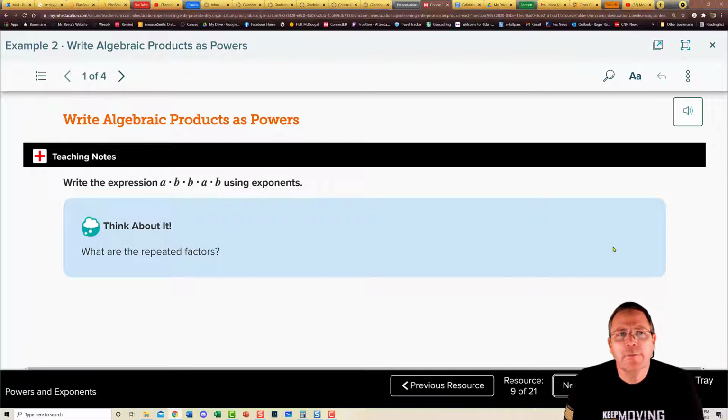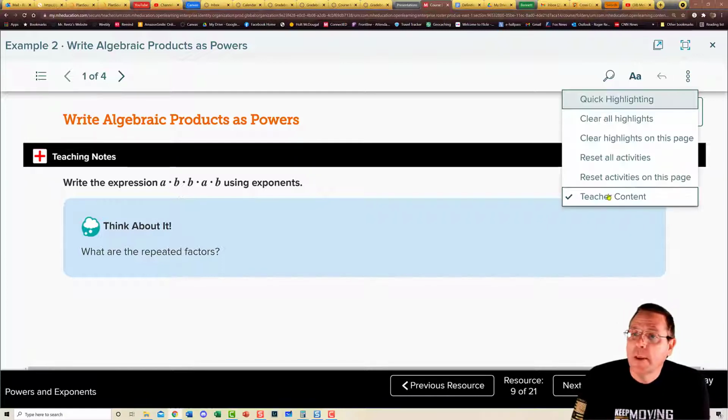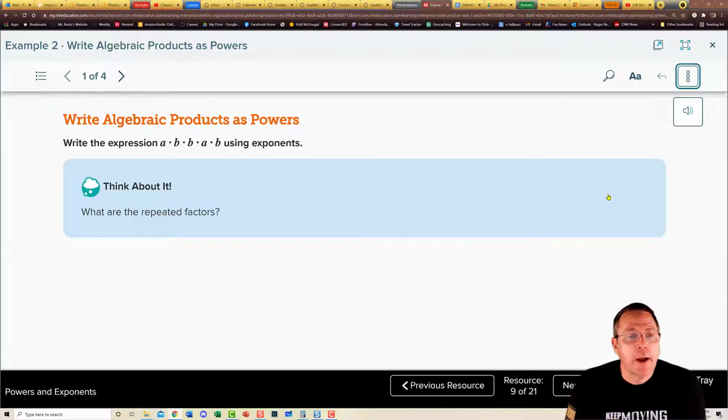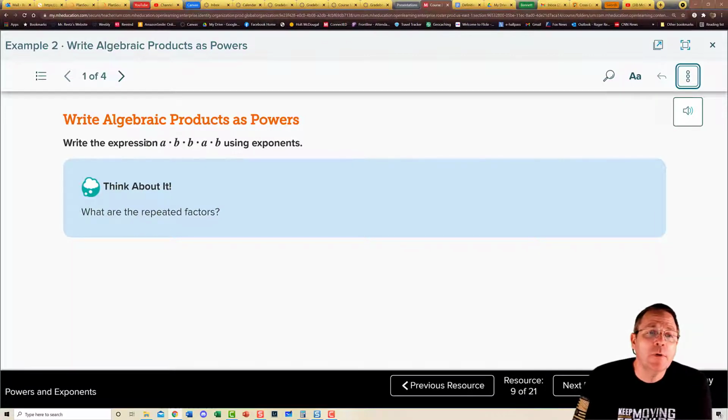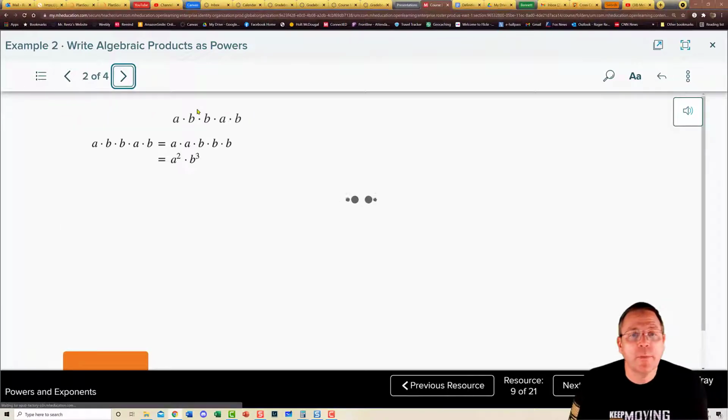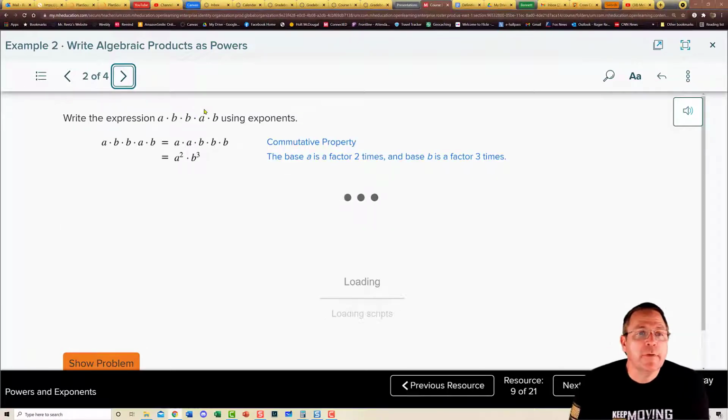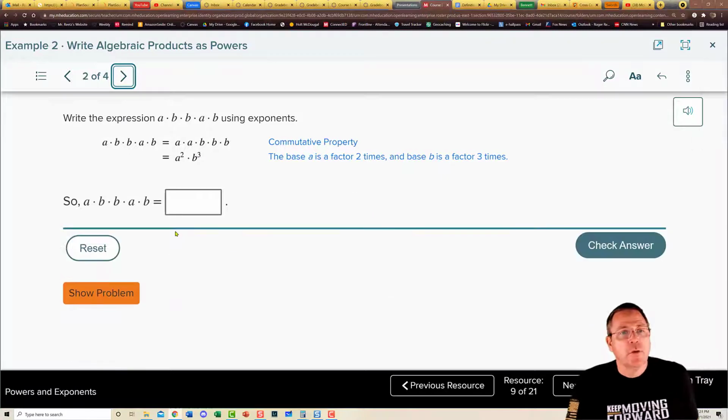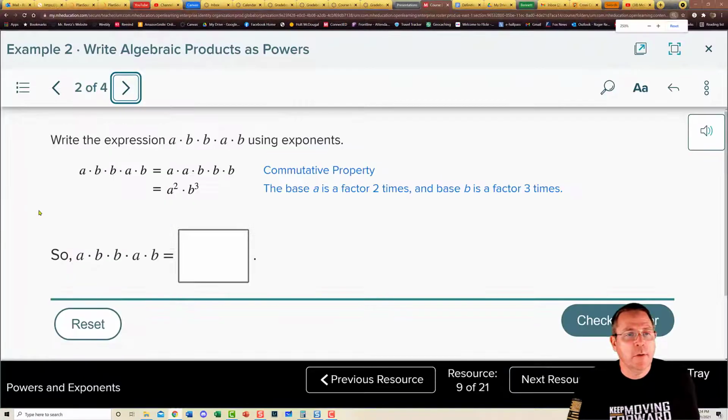But what if we wanted to write algebraic products as powers? In other words, letters. Well, I'm sitting here looking at that thing. I see 2 A's and I see 3 B's. I also know that the commutative property of multiplication says order doesn't matter when multiplying. So I can move those around any way I want as long as we have straight multiplication going on there. And that's exactly what your textbook did. You can see here, let me zoom in a little bit for you.